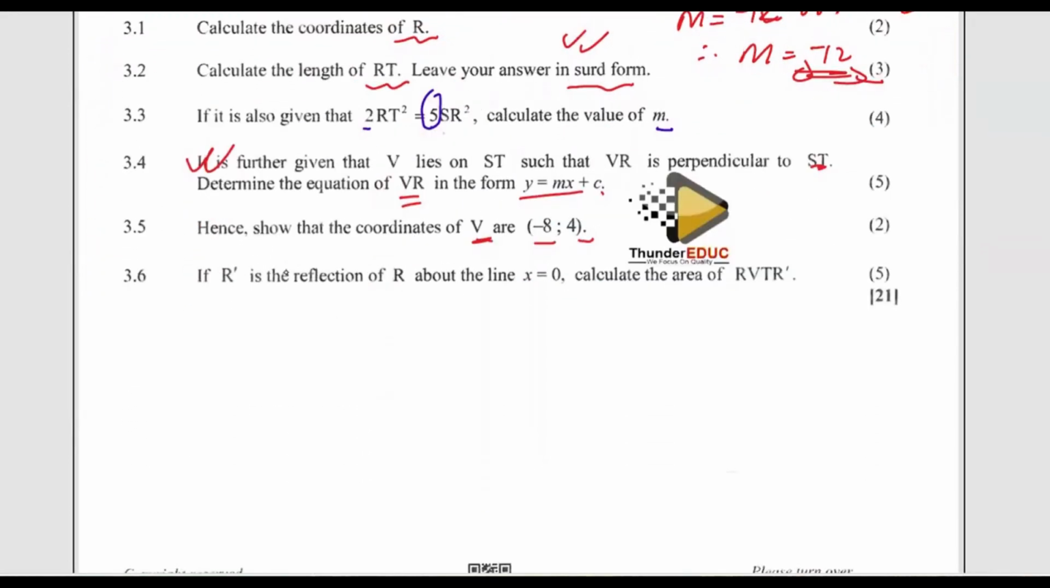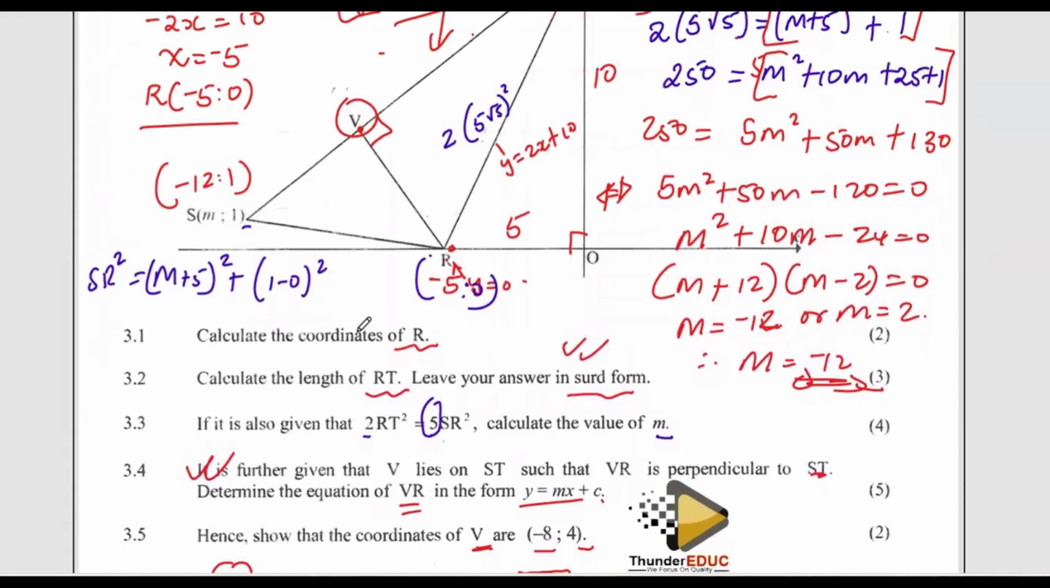All right, then 3.6. They're telling us that R prime is a reflection of R about the line x equals 0. Now, this line is the same as the y-axis, because along the y-axis, x is 0. So where is R?